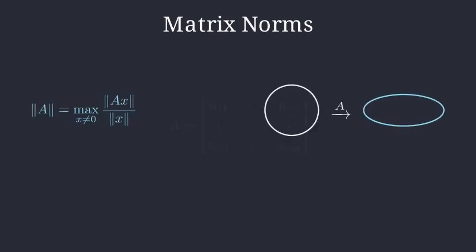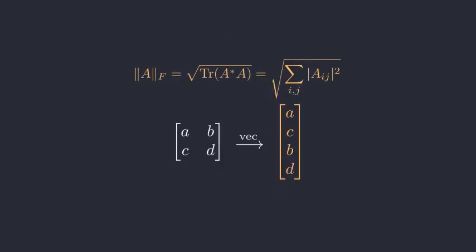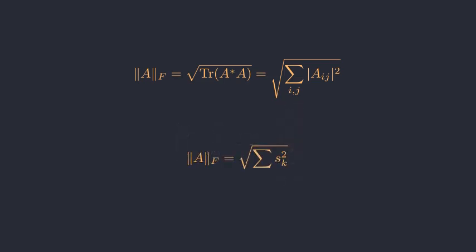To compare matrices or measure errors, we need the concept of a matrix norm. The most common is the induced norm, or operator norm, which represents the maximum possible growth factor. Interestingly, this norm is exactly equal to the largest singular value of the matrix. Another essential measure is the Frobenius norm, which you can think of as the Euclidean distance if you treated the matrix as one long vector. The Frobenius norm is equal to the square root of the sum of the squares of all singular values.